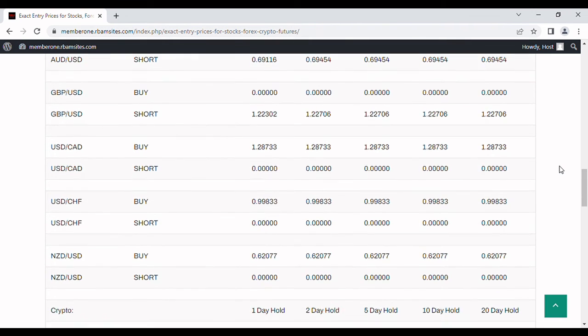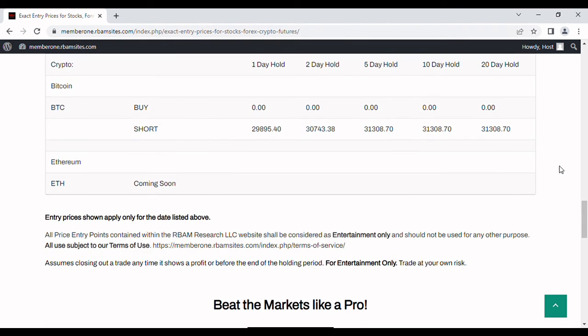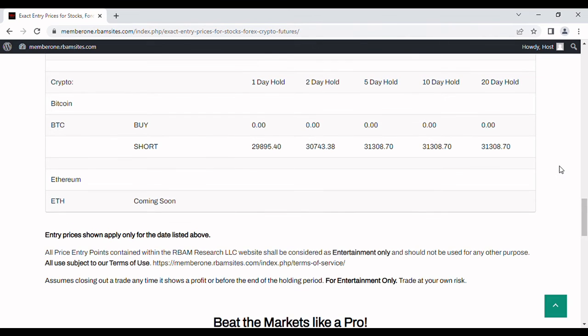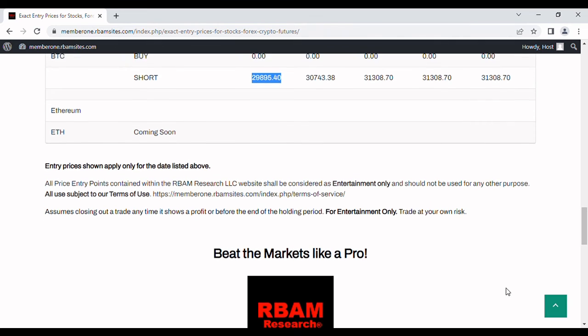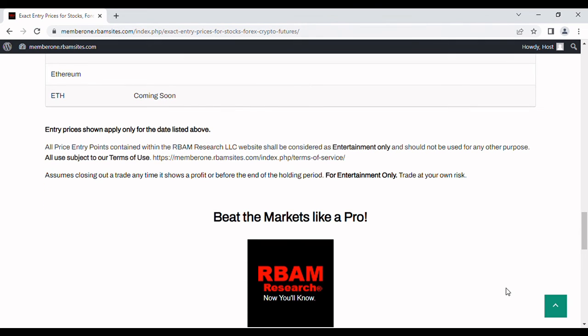If we go down a little further, we move past the currencies and we get into crypto. Right now we're actively following Bitcoin, and you can see that today it's following an entry price of 129.895 for a short on a one-day hold, and so forth. These prices again are suggested points to follow. They're not necessarily anything other than that. They're for your entertainment purposes only, and you should always use your own judgment before you enter the markets.